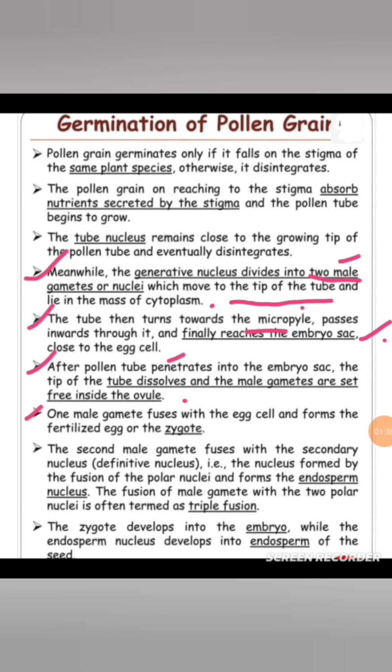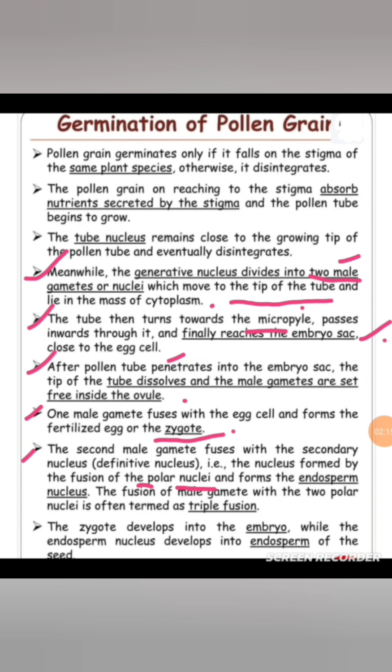One male gamete fuses with the egg cell and forms the fertilized egg or zygote, and the other male gamete fuses with the secondary nucleus, which is the nucleus formed by the fusion of polar nuclei in the central cell, and forms the endosperm nucleus.